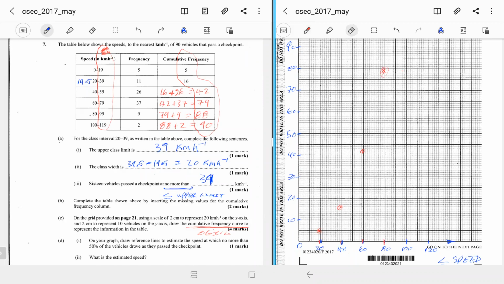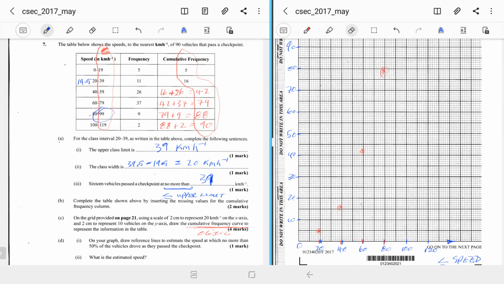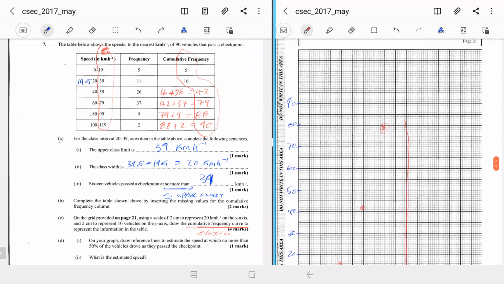That's that then. The next one is 99, which is 88. So less than or equal to 99 is 88 cars. Right? 99 is right here from the 100. This is the 100 line, and we're going up to 99. 99 is right up here.